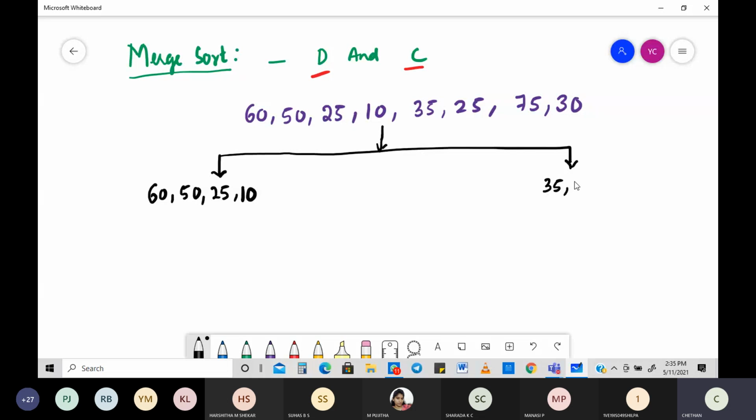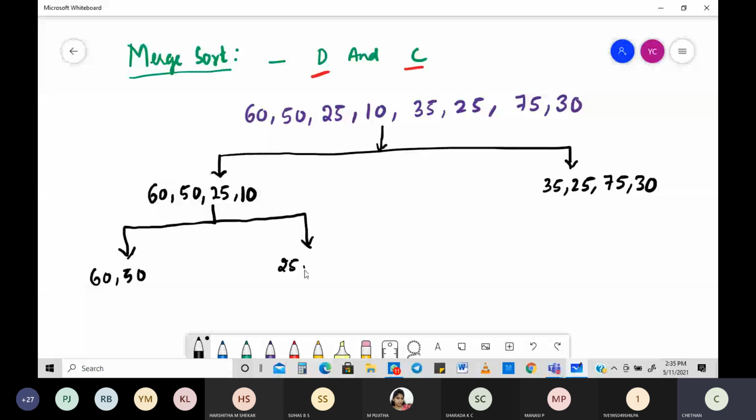35, then fast. Okay, 25, 75, then again 30. Then again the next two things, it's going to be split into two parts like this. Okay, neatly you need to do. Then what's the next thing? You get something like a 60, then you got a 40, sorry 50. Then you got a 25 and a 10.